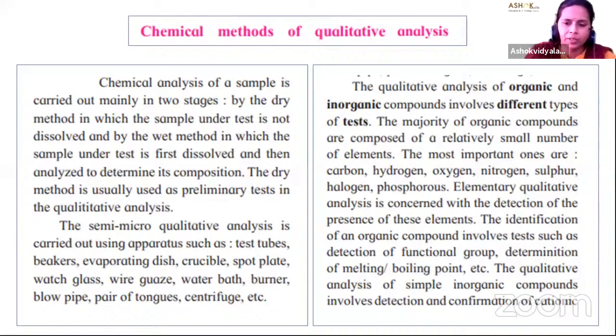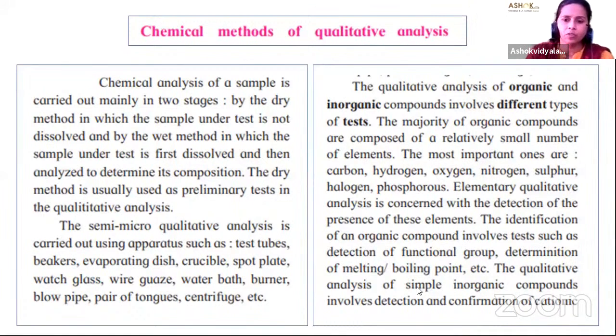Elementary qualitative analysis is concerned with the detection of the presence of these elements. Step by step, we will do certain tests, and we will come to the conclusion that in this given compound, this functional group is present. Functional group like carboxylic group. If you know all this, fine; if you don't know, don't worry. We will study it when you do the practical. Right now I'm just giving you the example. Alcoholic functional group, phenolic functional group, amino functional group, different functional groups are there.